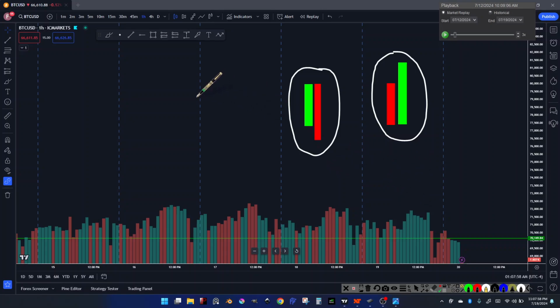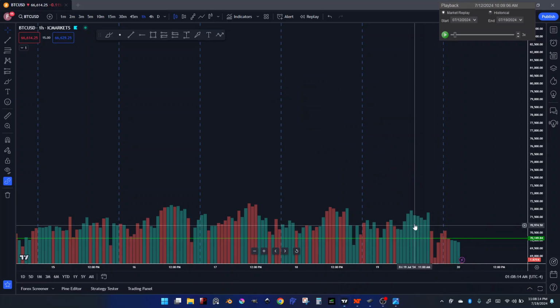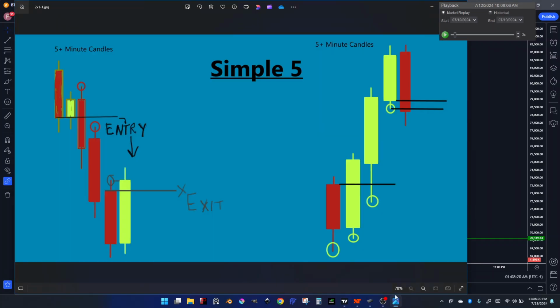Now, this is a strategy that can work in a shorter time frame, although you could actually see this play out on higher time frames as well. You'll just have to allocate a bit more risk, and we'll go over that in this video as well. But let me clear this off, and I'm going to pull up the actual strategy.